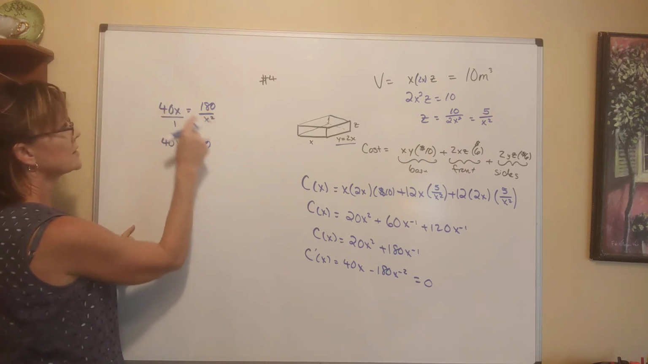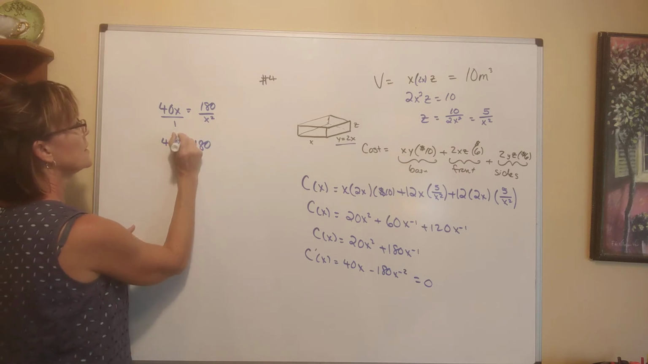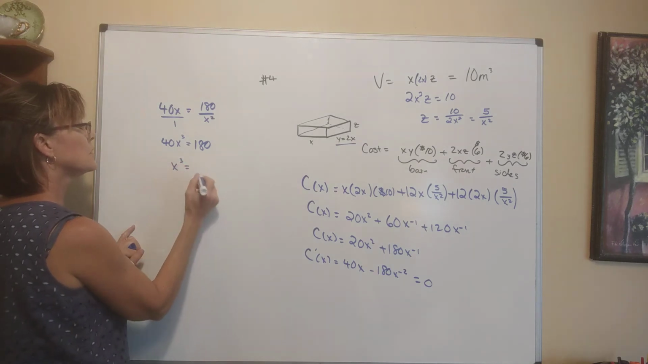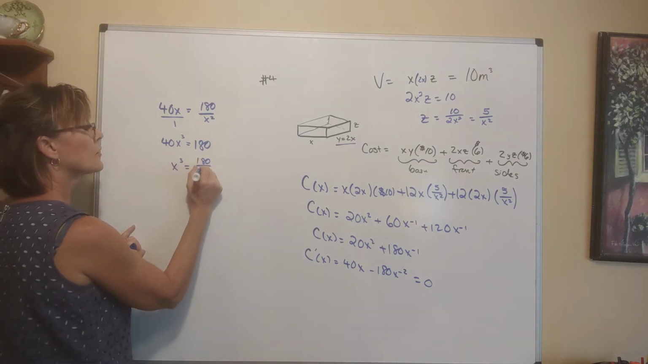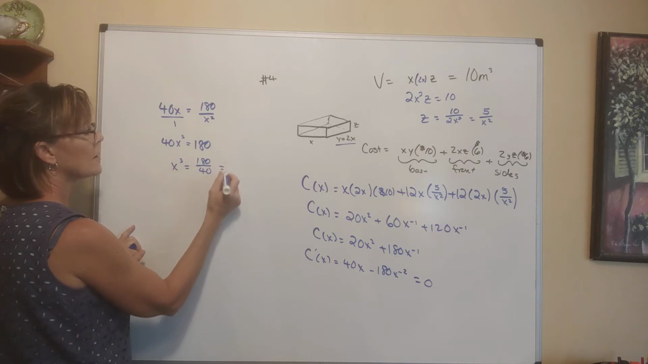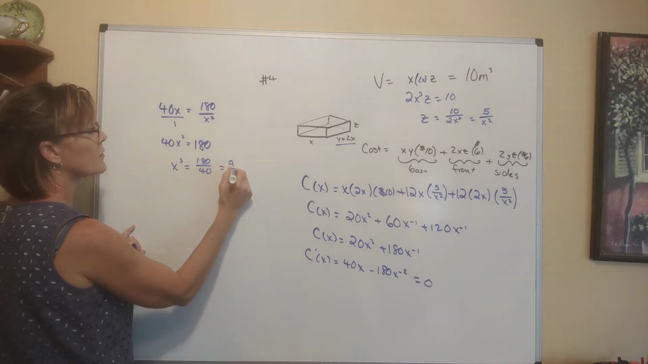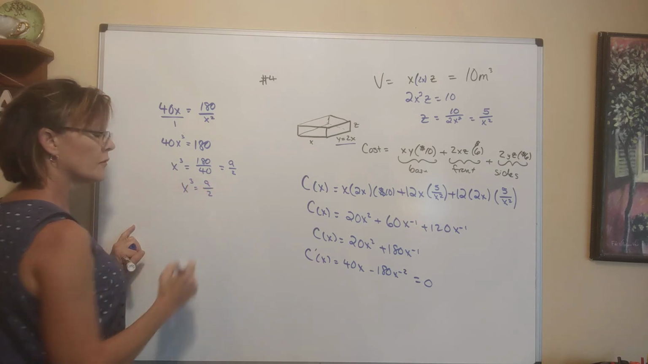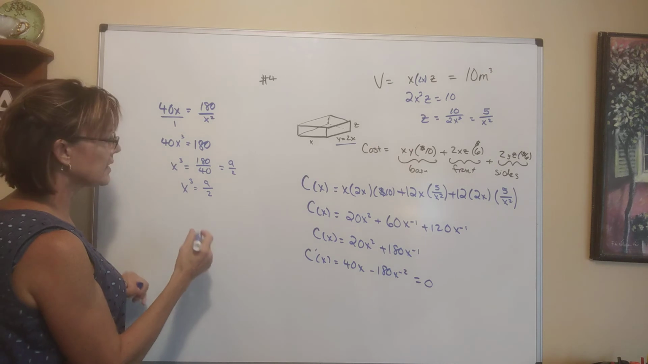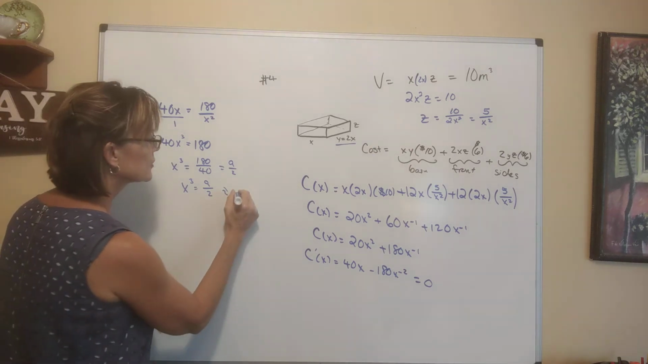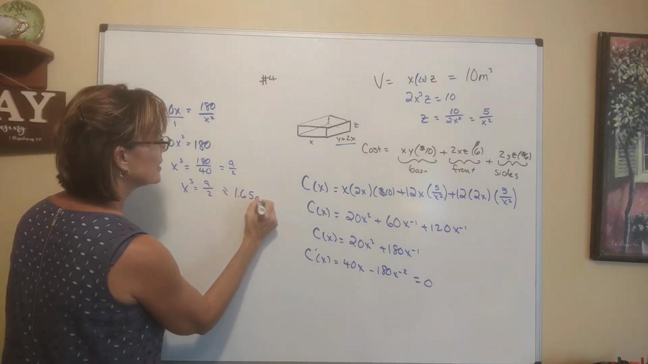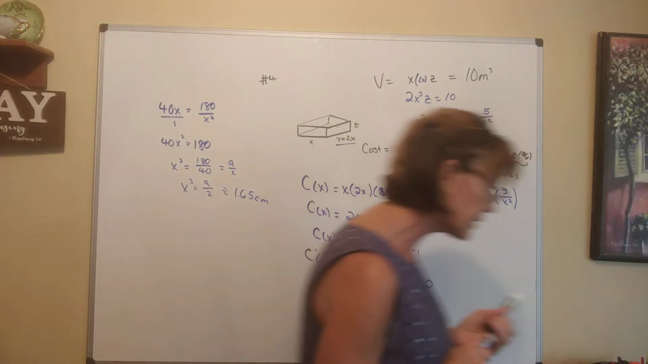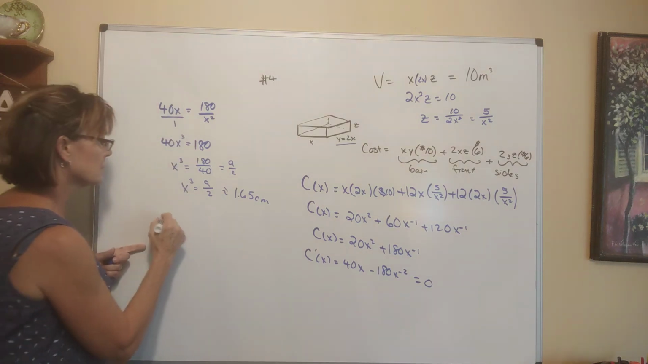So x times x squared is x cubed, and 1 times 180. So now x cubed is equal to 180 over 40, which 10 can go out of, and that will be 9 over 2. X cubed is 9 over 2, and when you take the cube root of this, it is about equal to 1.65 centimeters. Let me see if I'm okay with that. I'm okay with that.